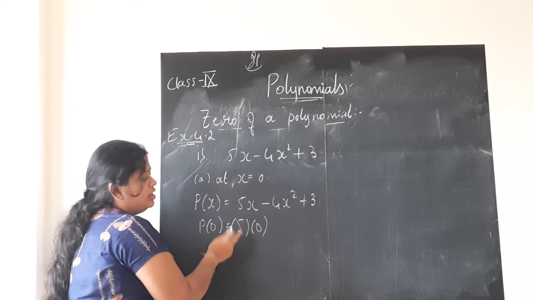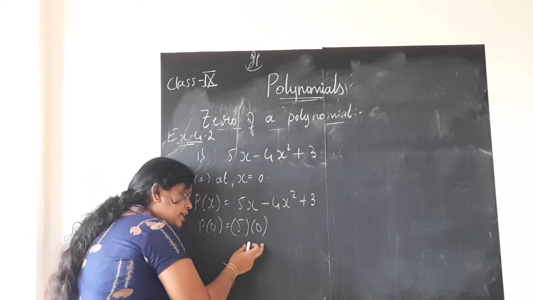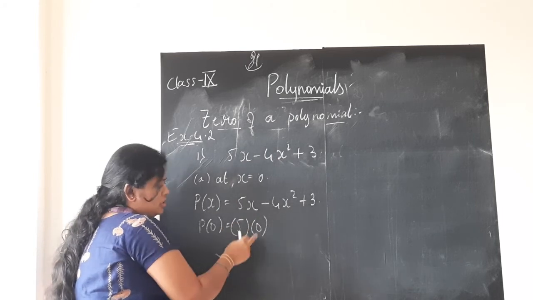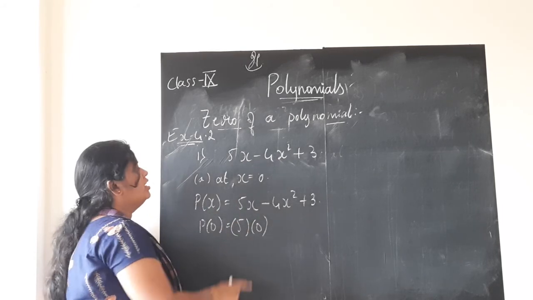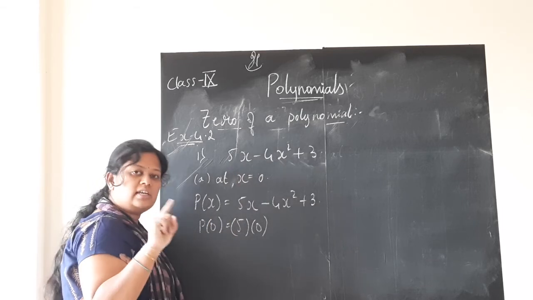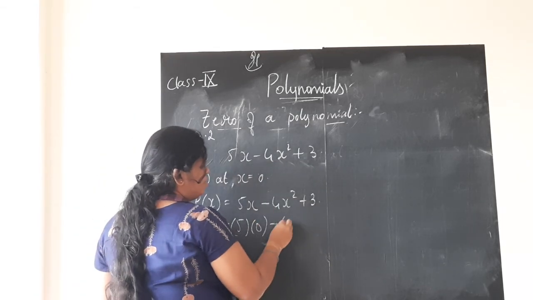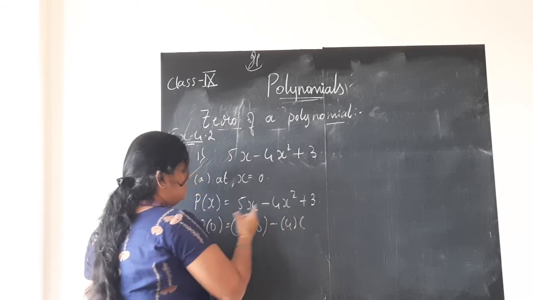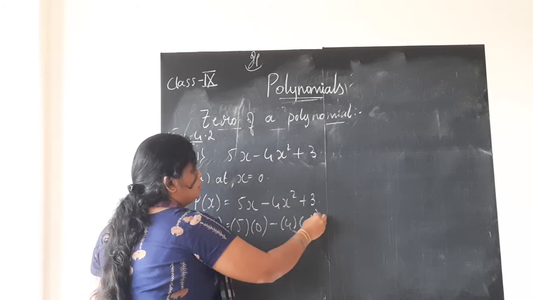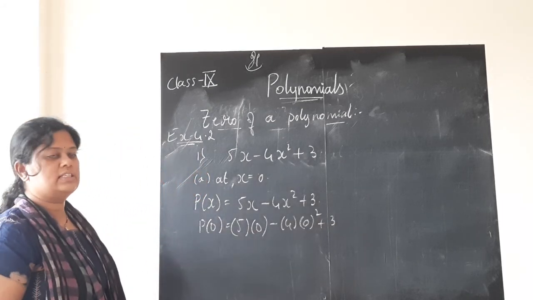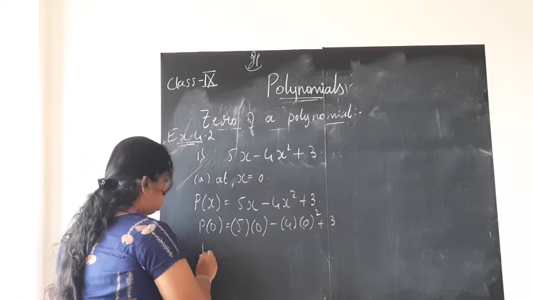While substituting, children, put brackets for all the terms already present, and for where you are substituting, also put brackets. Why? Because if a minus sign is given, you will not go wrong. So make it a habit for all the problems. Again, minus as it is, 4 as it is, in place of x square I will substitute 0 square, plus 3 as it is. No x is there, so no substitution; write the constant as it is.